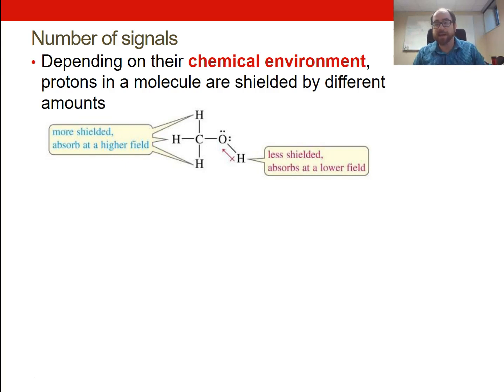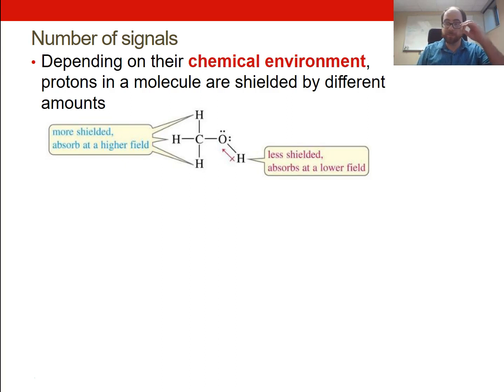Now let's take a look at identifying the number of signals. That's usually where we start when we're analyzing an NMR spectrum. The number of signals is dependent upon the structure of the molecule and ultimately the chemical environment that these hydrogens exist in. If I take a look at this simple alcohol, methanol, notice that I'm going to have 2 different types of hydrogens. We have the hydrogens that are attached to the carbon here, and a hydrogen that is attached to the oxygen. The hydrogens attached to the carbon will feel the overall magnetic field.